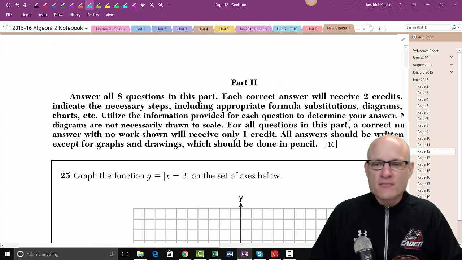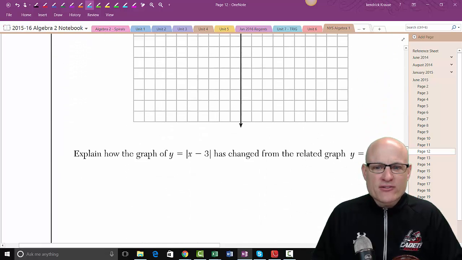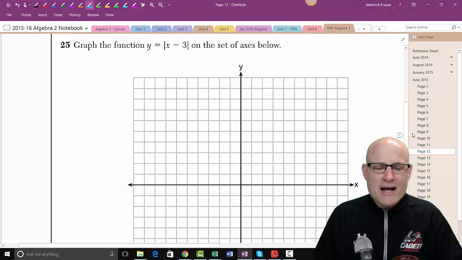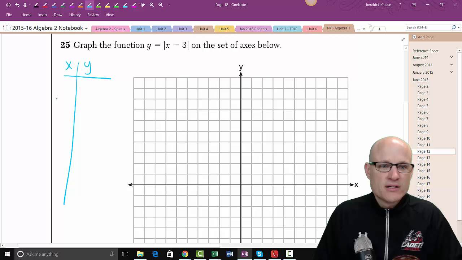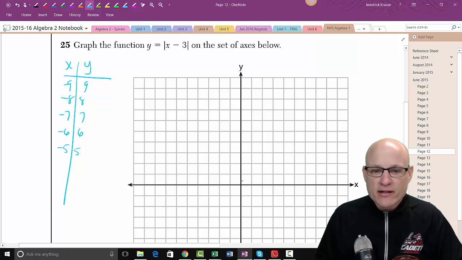Should have known that. All right, so the question says, graph the following function on the set of axes below. So probably you should use a table of values just to kind of get credit. And like negative 9, 9, negative 8, 8, negative 7, 7, negative 6, 6. Negative 5, 5. I don't think maybe you need that, though.